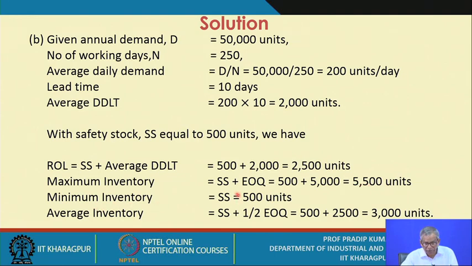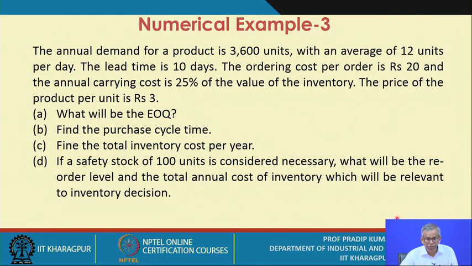So minimum inventory is the safety stock, that is 500 units, and the average inventory is safety stock plus half of EOQ, that means Q by 2, that means 500 plus 5000 divided by 2, that is 3000. Okay, so this is your EOQ is 5000, so this 3000 units is your average inventory.